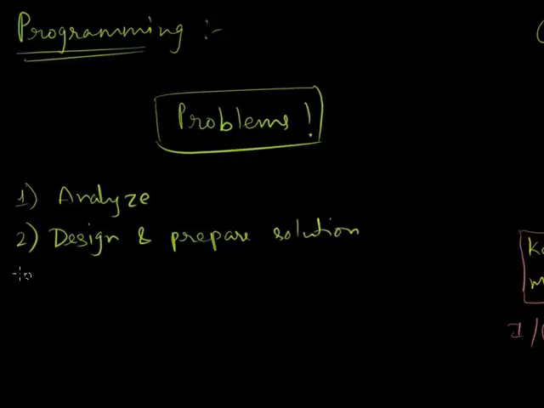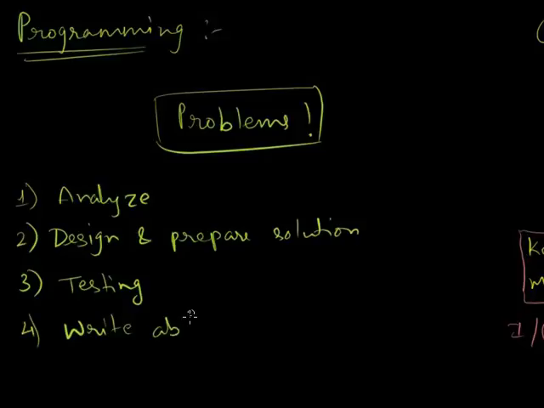After that, when the solution is ready, that we can solve this problem using this solution, what we do is we test that solution, whether it is working or not. Testing comes as the third process. After testing, we write something about it, what we did, how we did it. So we write about it. This is a general process of solving problems.